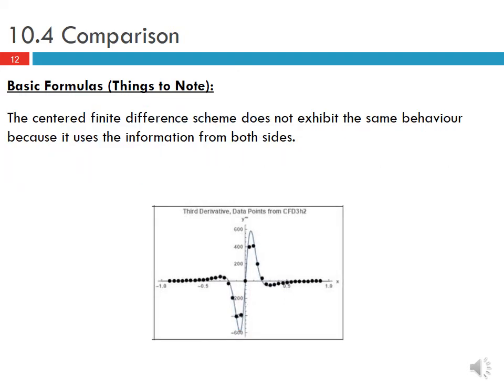The centered finite difference does not exhibit the same behavior because it uses information from both sides. So it's more balanced, and it doesn't have this kind of leading or lagging skewness to it.